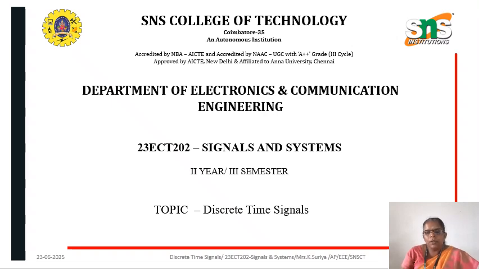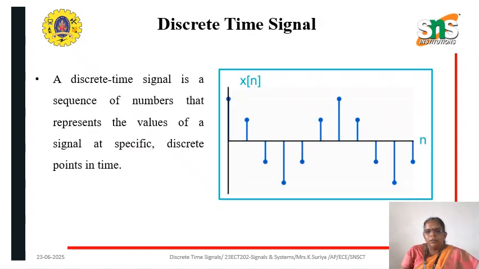So in this video, let us see about discrete time signals. So first we should know what is a discrete time signal. It is a signal which consists of values only at discrete points of time. So the amplitude will not be a continuous value. Only at particular intervals of time you will be having the values of the amplitude here. So this is shown in the diagram here. Generally discrete time signals are represented by n and continuous time signals are represented by t.